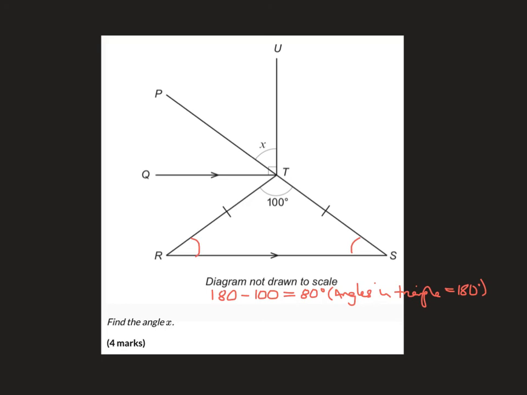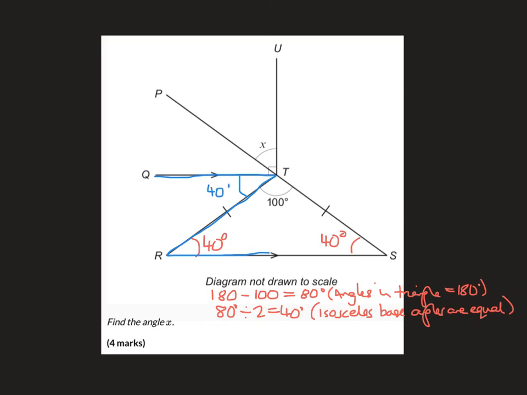So 180 degrees minus 100 degrees equals 80 degrees, because angles in a triangle equal 180 degrees. And that 80 degrees divided by 2 is 40 degrees, because isosceles base angles are the same. So I at least know that's 40 degrees. I also can see a couple of parallel lines in there, so I'm going to see if I can use them. I can, because I've got this alternating shape, or this Z shape, so I therefore know that is going to be 40 degrees as well, because these are alternate angles, and alternate angles are equal. So I'm starting to piece together all the angles in this question, which is going to make my life easier.